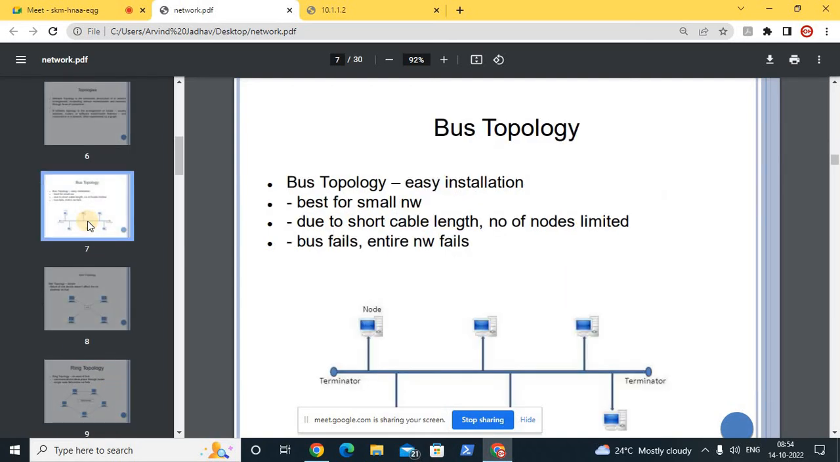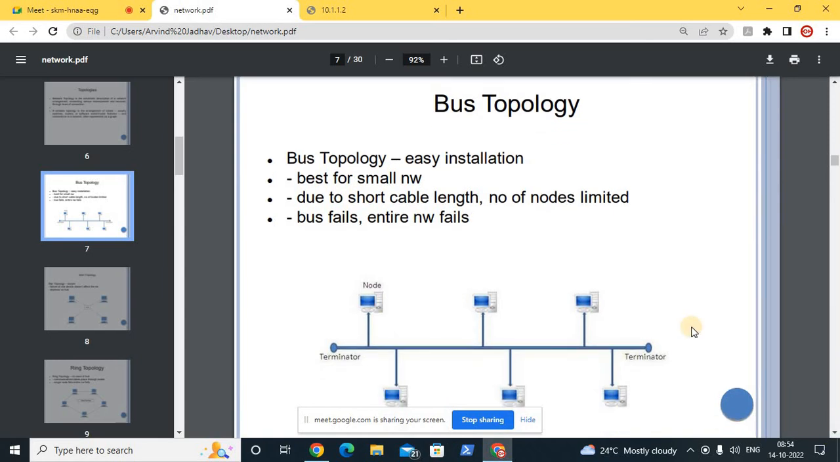So let's start with the topology, bus topology. This one is bus topology, best for a small network. It is easy for installation. If you want to build this, it is quite easy as compared to the others. So bus topology is the best for a small network, due to short cable length. The number of nodes is limited.